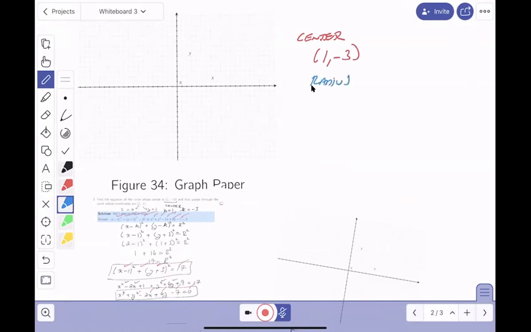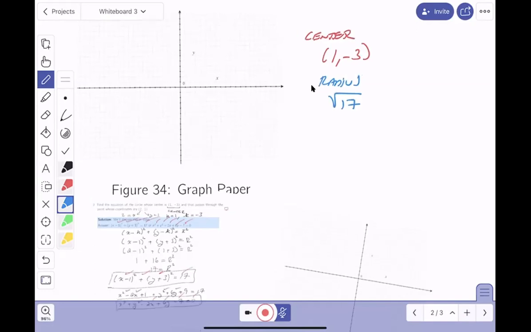And the radius is going to be actually the root of 17. All right, this is where the trouble comes in. A lot of students look at this and say, I really don't think I could do that. My claim is you can do it. Root 17 is like any other number in the universe.